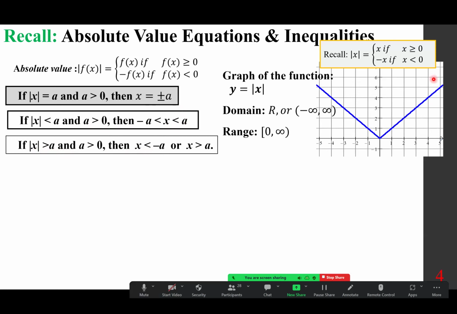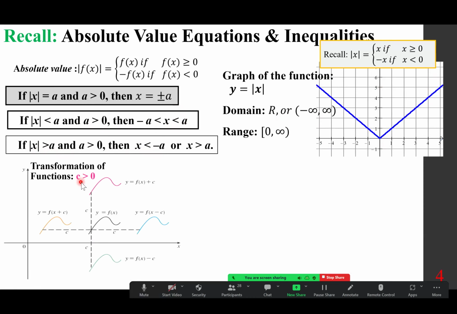Here's the graph of an absolute value function. It's a V shape. The domain is all real numbers, but the range goes from 0 to infinity. When we do the transformation, we are assuming c is a positive number. It's easier to deal with it that way. So y equals f of x plus c is shifted up by c units, f of x minus c is shifted down by c units. F of x minus c is shifted to the right, f of x plus c is shifted to the left by c units.